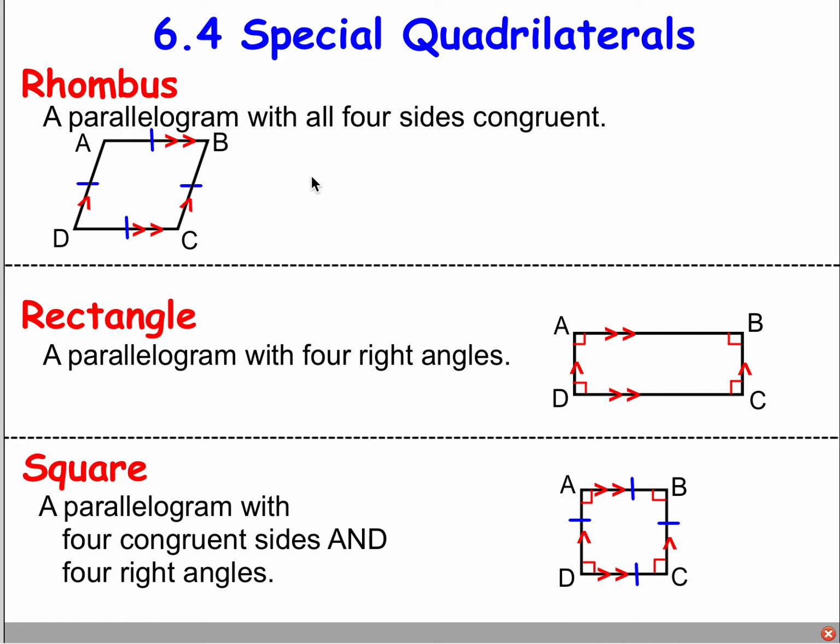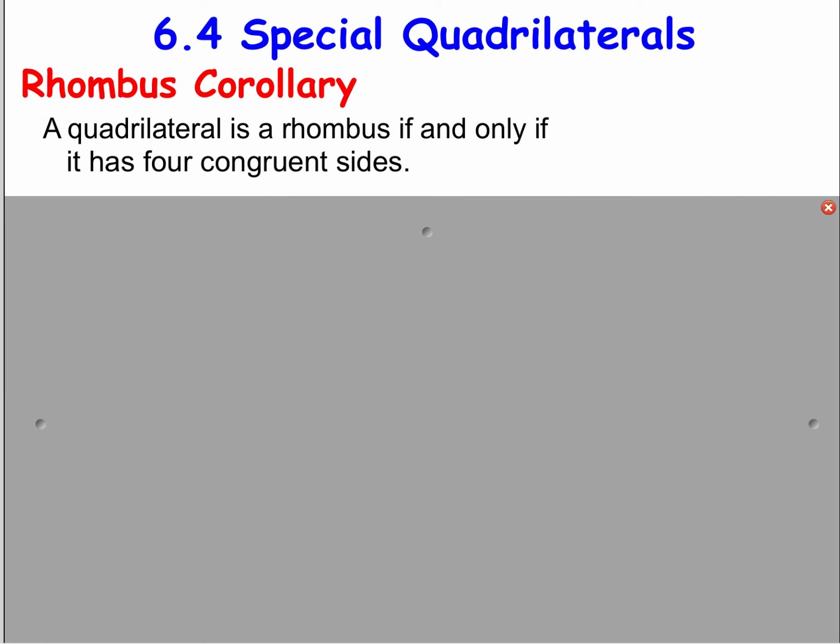So what is the difference between a rhombus and a square? Well, you can see that a rhombus doesn't have four right angles, whereas a square has all four angles as right angles, which means they all equal 90 degrees. So that is a rhombus, a rectangle, and a square. Once again, those are all special quadrilaterals, and you will also notice that those are all parallelograms.